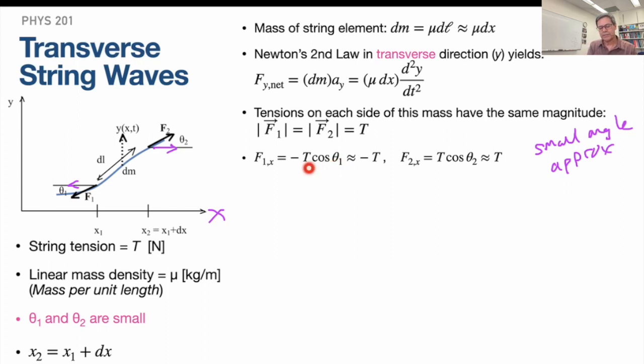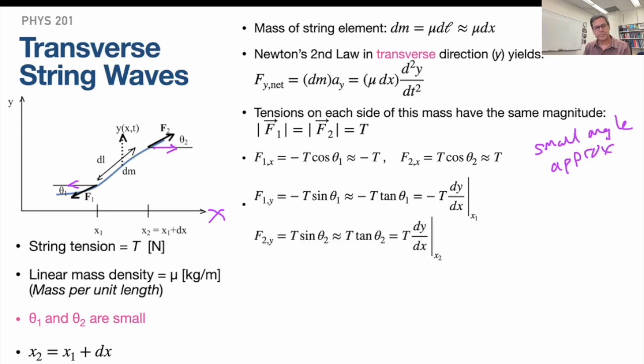So minus T cos theta 1, the minus, by the way, is because the force and tension are pointing in the negative x direction. That's going to be approximately equal to minus T. And F2 times cos theta 2 is approximately equal to T as well, because it's T cos theta 2, cosine of a small angle is about 1. So they essentially approximately balance in tension in the x direction. What about the y direction?